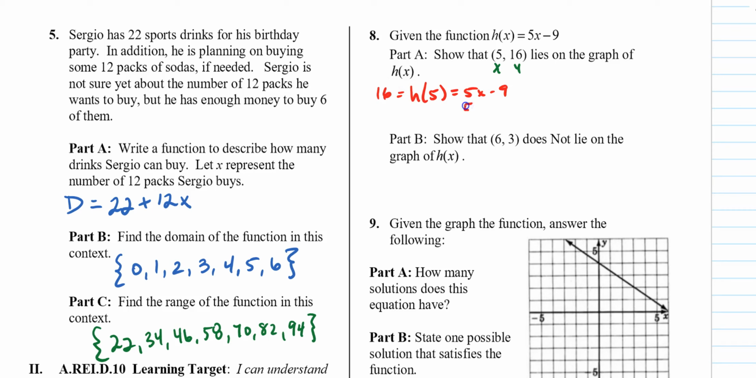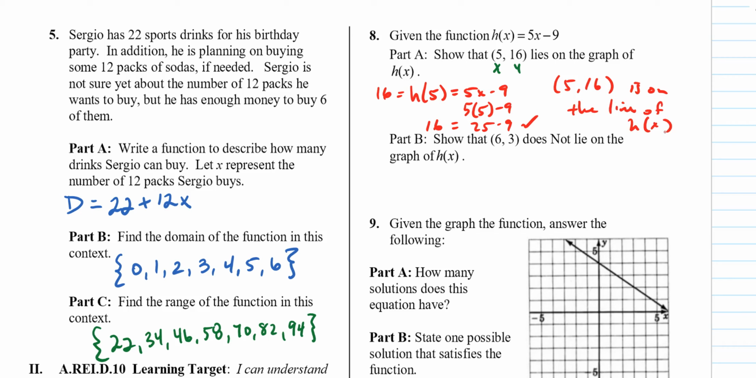So 5 times 5 minus 9 is 25 minus 9, and 25 minus 9 is 16. So (5, 16) is on the line of h of x.